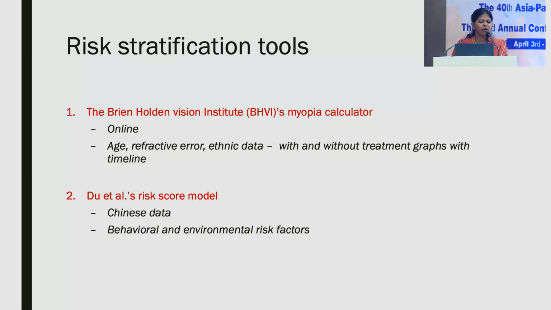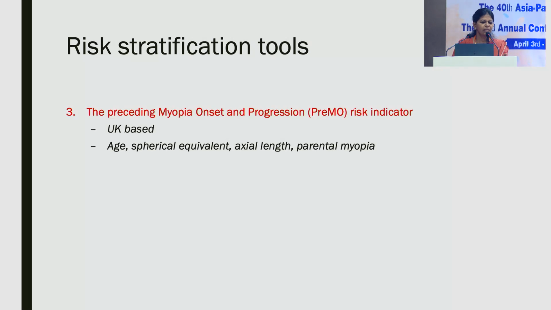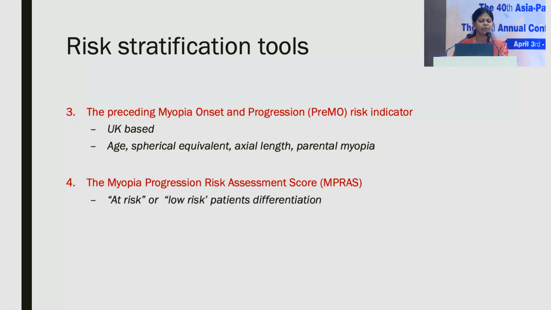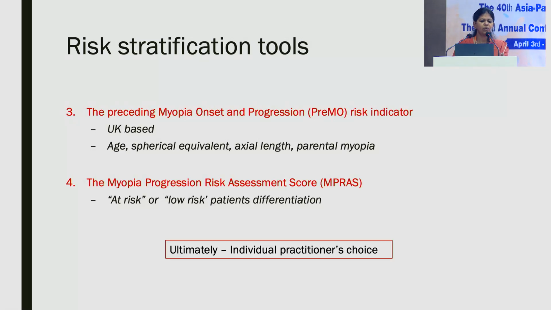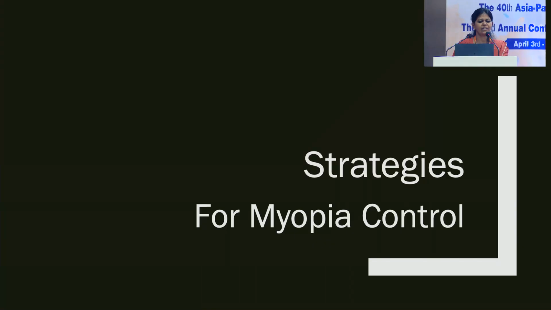Like, there are similar models with Chinese data where behavioral and environmental risk factors are included in the data, and you can give a guideline on what is going to happen if you don't treat. Like the Preceding Myopia Onset Risk Indicator, UK based, again you take into account age, spherical equivalent, axial length, parental myopia. And the Myopia Progress and Risk Assessment score, where you can classify children as at risk and low risk, and can be differentiated to decide on what modality we can suggest. Ultimately, individual private practice, our practice choice or what works best for us could be the best guide if you don't have all these strategies.